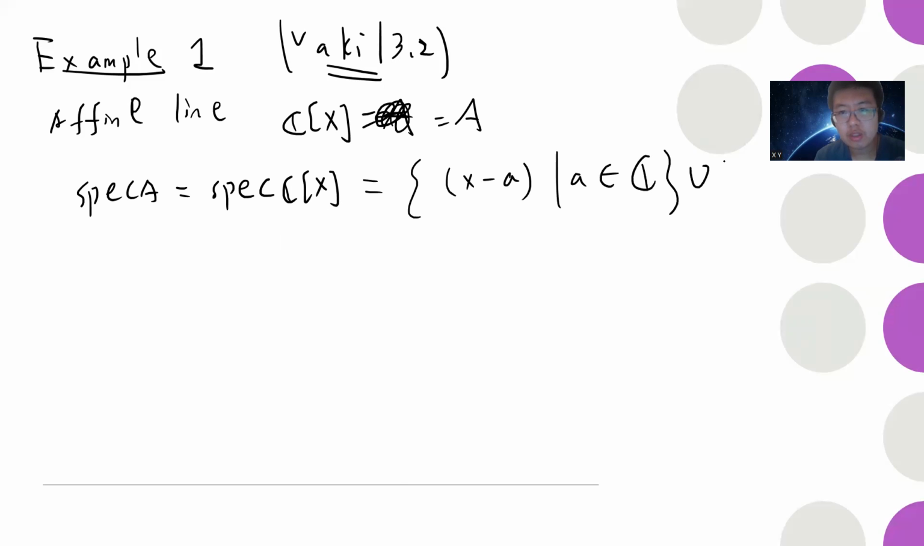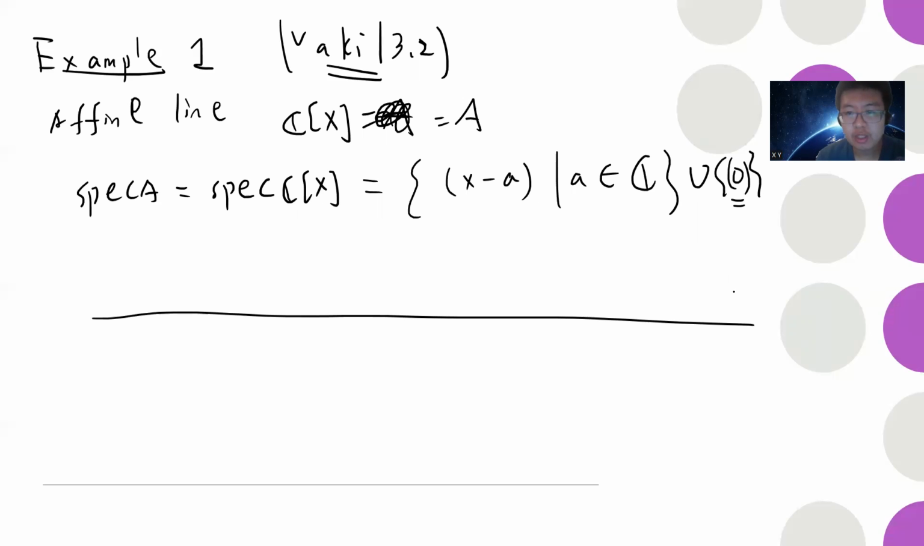And there's a special ideal, which is 0. 0 is also a prime ideal. The reason is that C[x] is an integral domain, so if you quotient by 0, you still get C[x], an integral domain. So the zero ideal is a prime ideal.